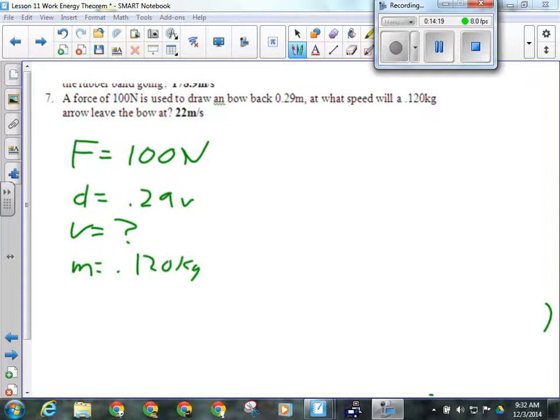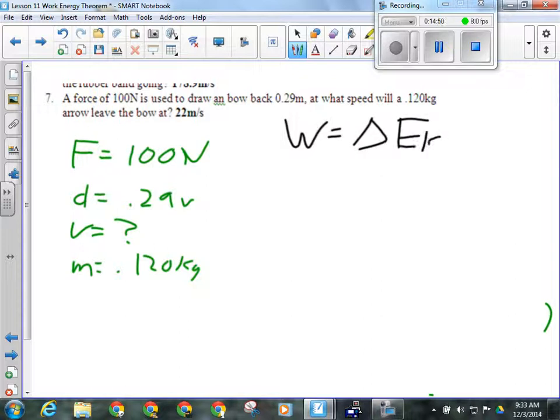It's a work-energy theorem question where we're changing the kinetic energy of the arrow by doing work on the bow. So I'm going to pull the bow back with 100 newtons worth of force. I'm going to draw it back 0.29 meters, and I want to figure out how much kinetic energy it could give an arrow, and thus how much speed it could impart to the arrow as a result of the work I initially do on it. So the work I do on the bow is going to be equal to the change in kinetic energy of the arrow. Now, when I have drawn back the bow and I'm holding it, how much kinetic energy does the arrow have?